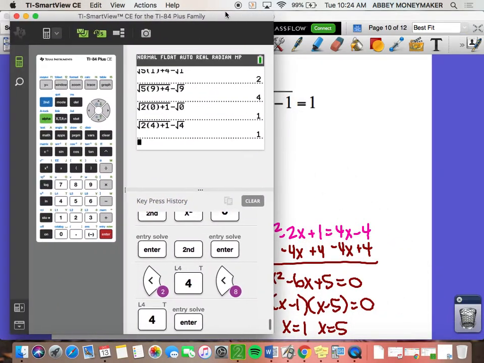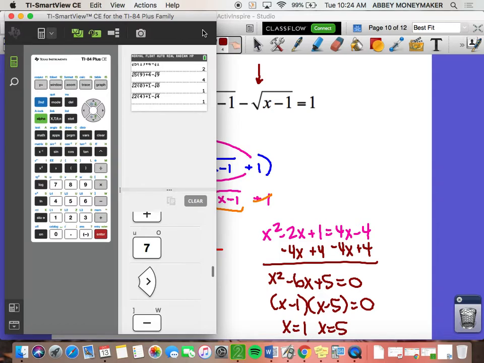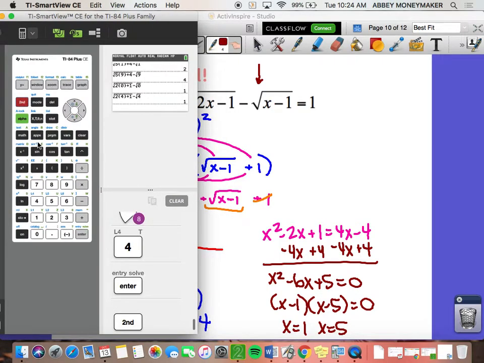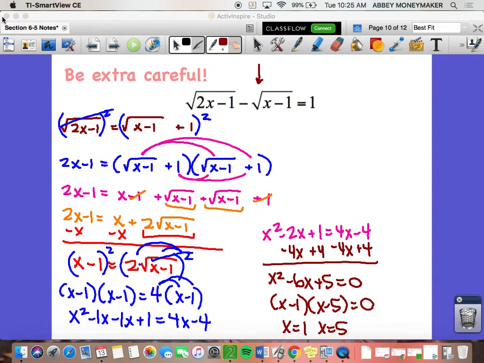If you want to be extra comfortable, though, we can just go ahead and double check. So we have the square root of 2 times 1 minus 1, and then come outside minus another square root of 1 minus 1. Does that in fact equal 1? It does. Fantastic. Okay, let's do second entry. Let's change that to a 5. And does that equal 1? Yep, it does. Perfect. So they both are solutions.